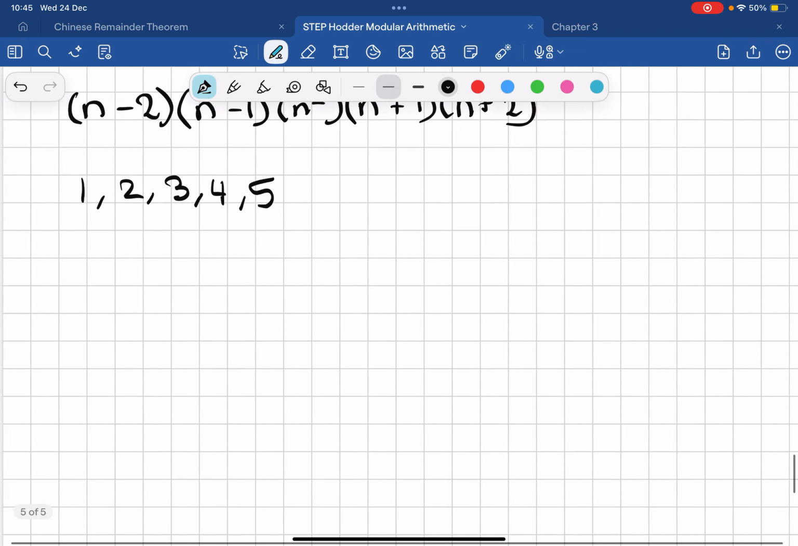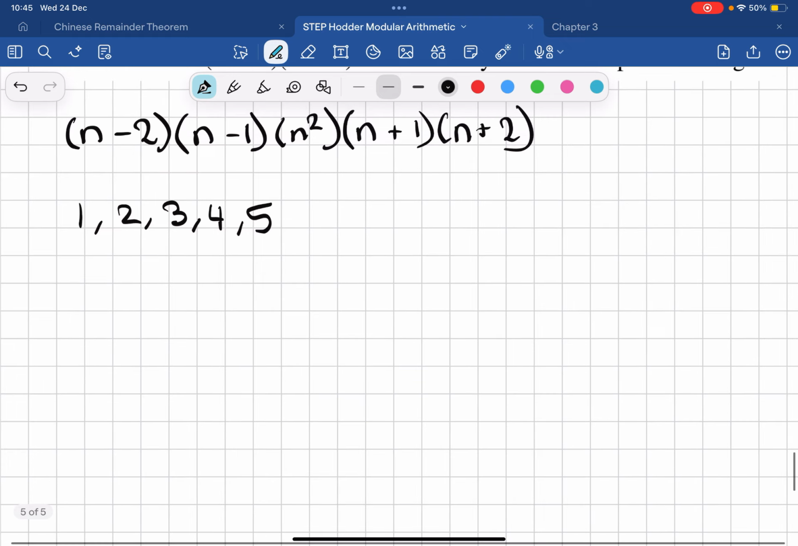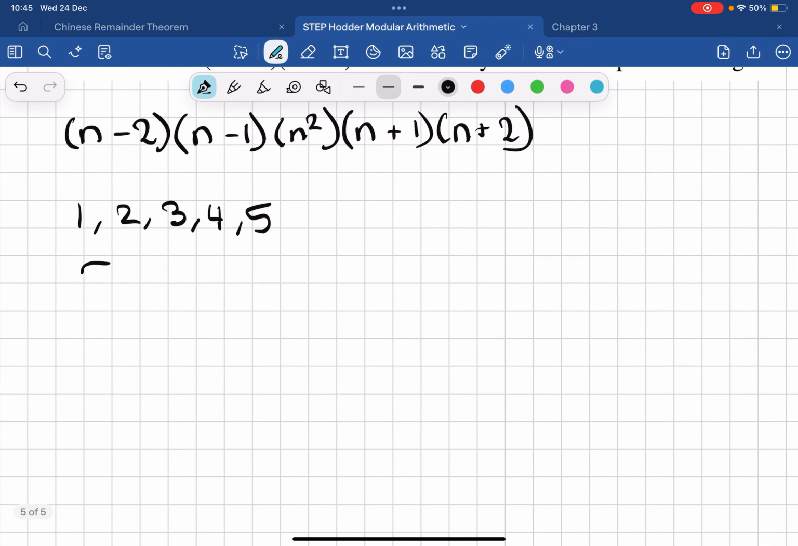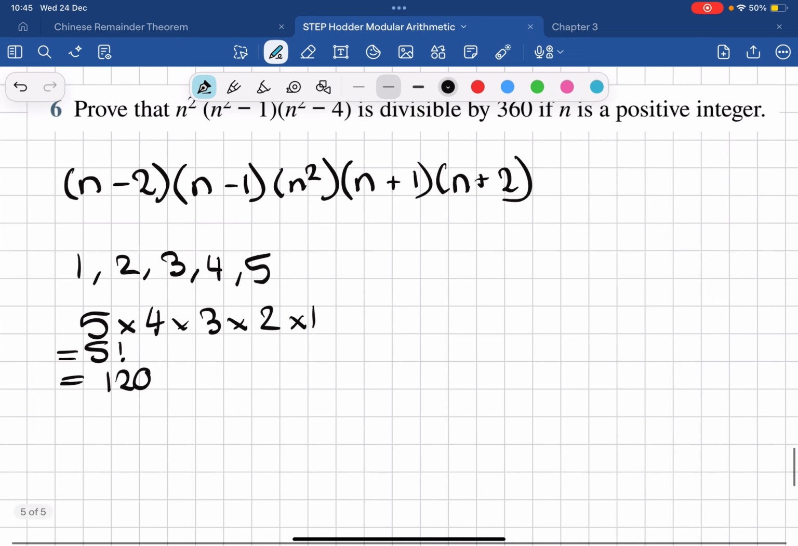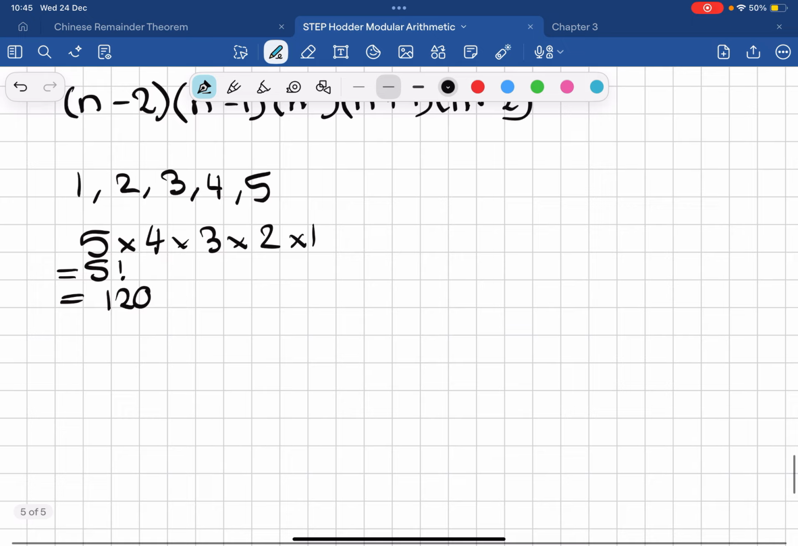So we can say that our expression here is a multiple of 5 times 4 times 3 times 2 times 1, which is equal to 5 factorial, which is just 120. Right, we've shown that this expression is a multiple of 120. However, we need to show that it is divisible by 360.